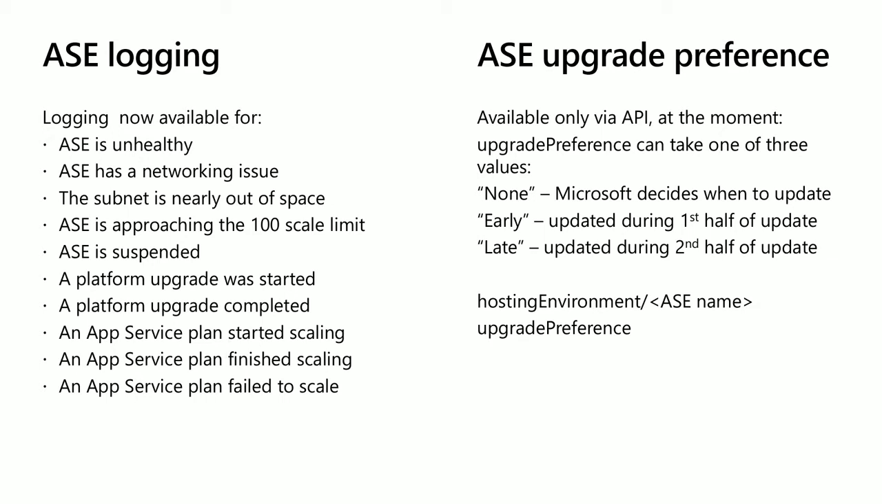One is you can finally log things in an ASE. This is pretty cool. You can see a spectrum of things. The ASE is unhealthy. It's got networking issues. Subnet's nearly out of space. You did a scale operation. We did an upgrade. We ended an upgrade. You get the idea. So we're going to add more to this.